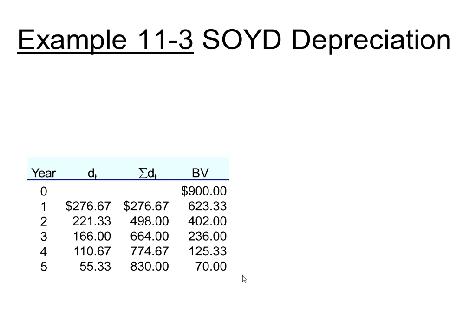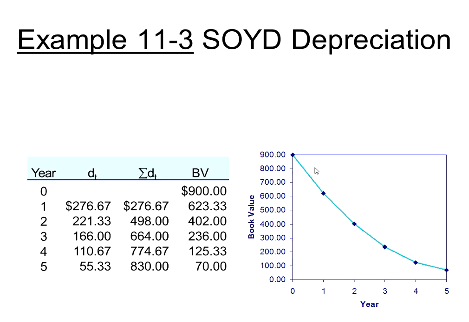And so if we were to plot it, notice the linear was like this. This sum of year digits is actually below the straight line. And so at first we have a higher amount, almost 277 at first. So sooner we depreciate the asset faster.